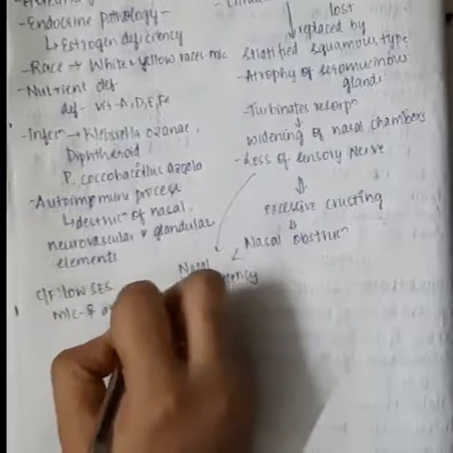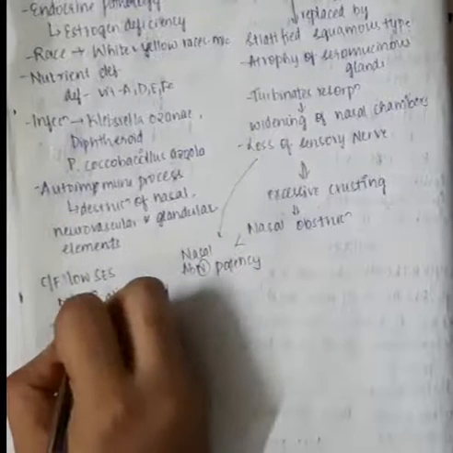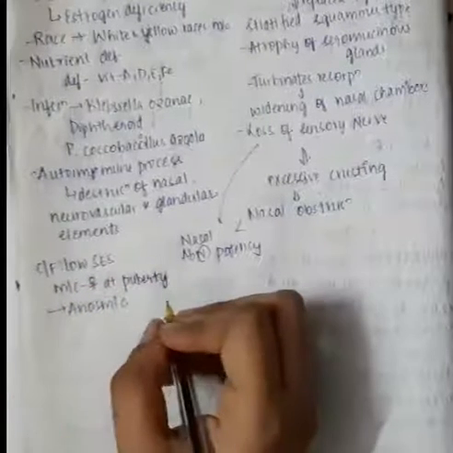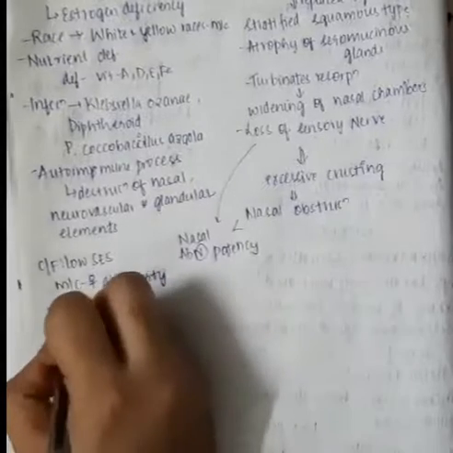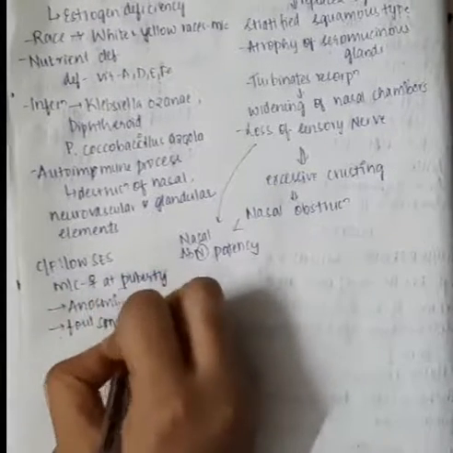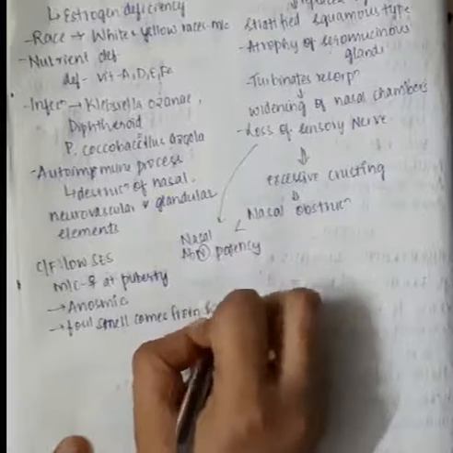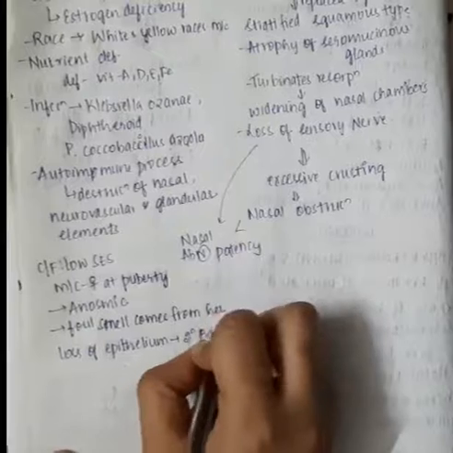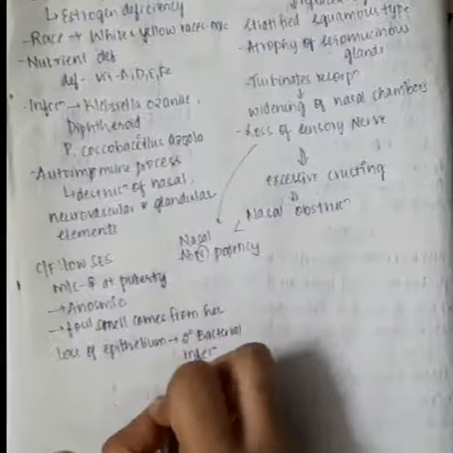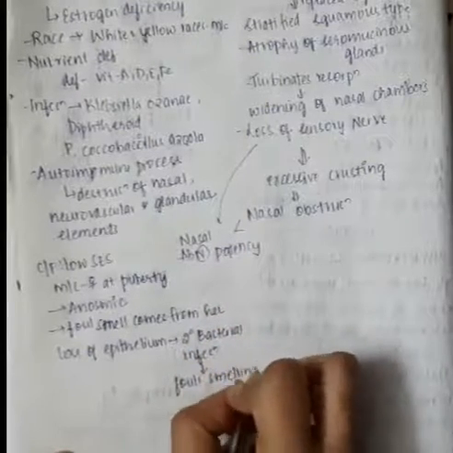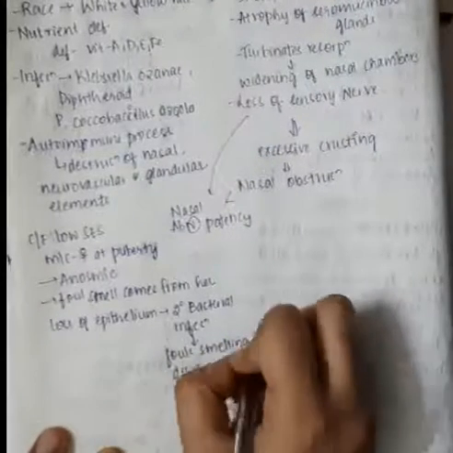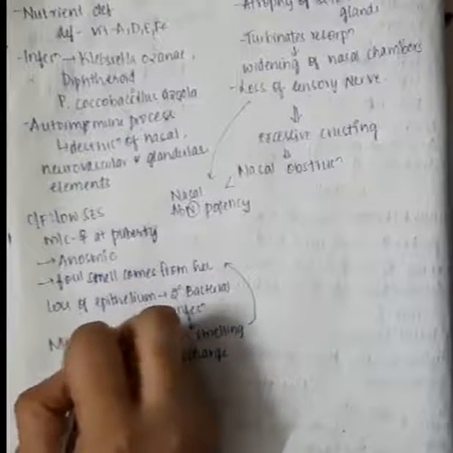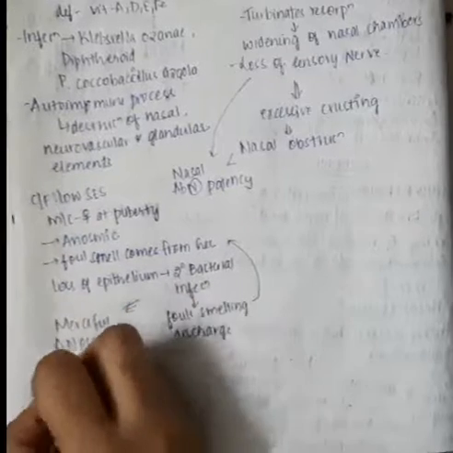Then if you see the clinical features, it is common in low socioeconomic status. It is more common in females at puberty, with anosmia and foul smell coming from the patient. Because of loss of epithelium, there is secondary bacterial infection which leads to foul smelling discharge. This discharge comes from her, but she cannot feel it. So that is called merciful anosmia.